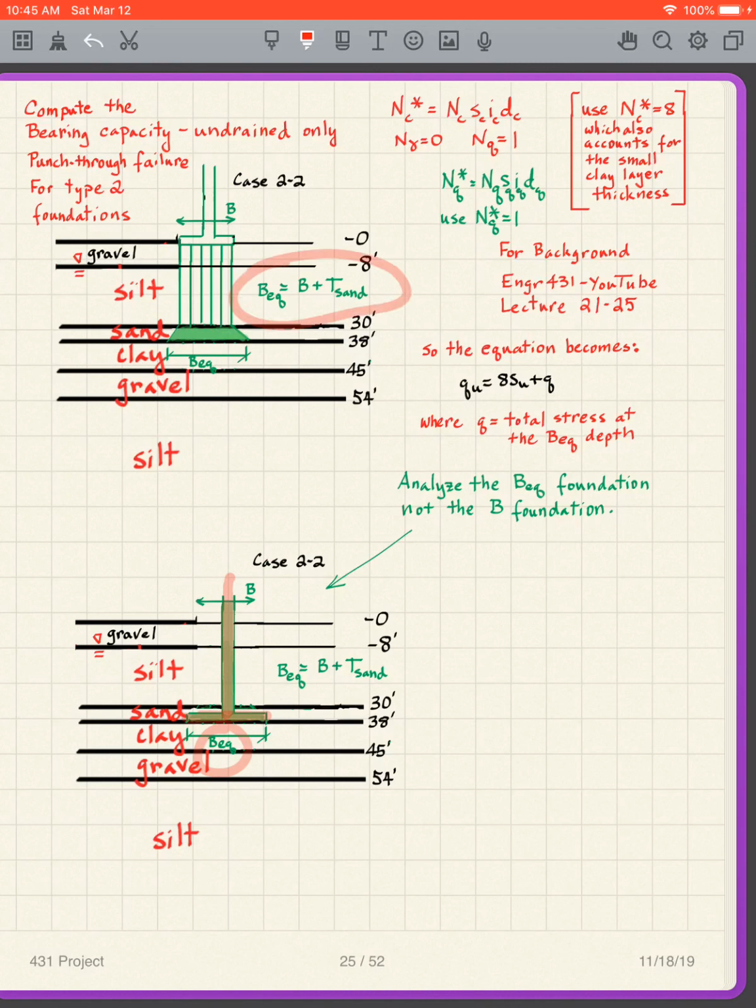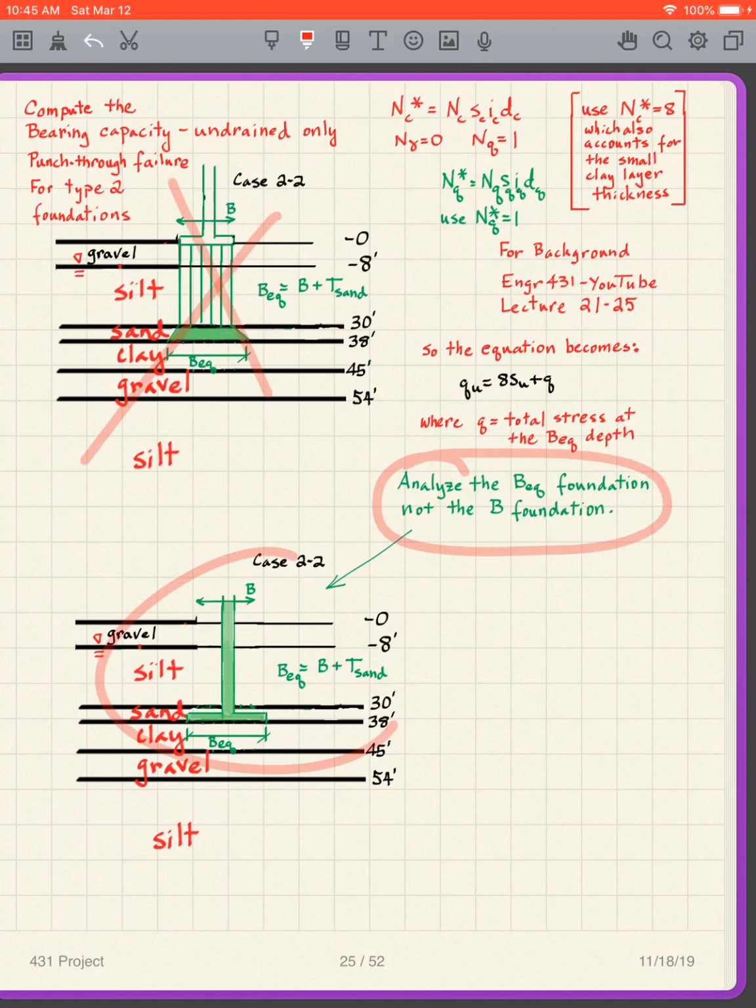And the B equivalent is equal to the original B, which is here, the original width, plus the thickness of the sand. And in this case, the thickness of the sand is 8 feet. So we are going to analyze the B equivalent foundation. Not this one. We're going to analyze this because, well, we're saying that the two are equivalent.